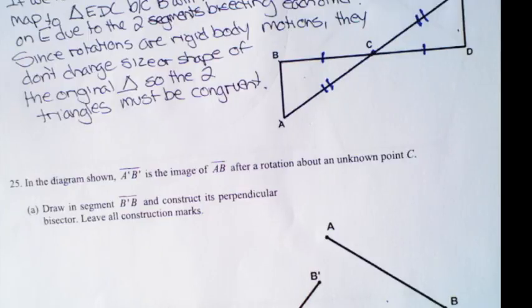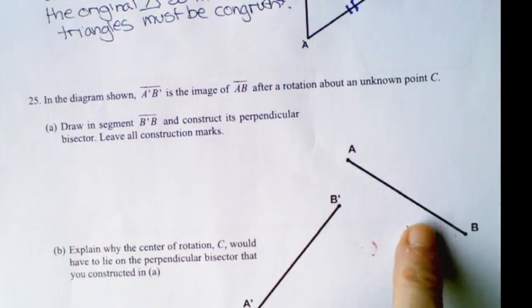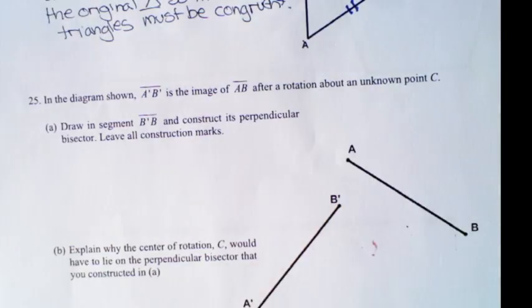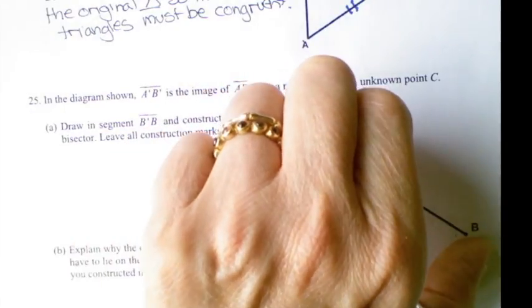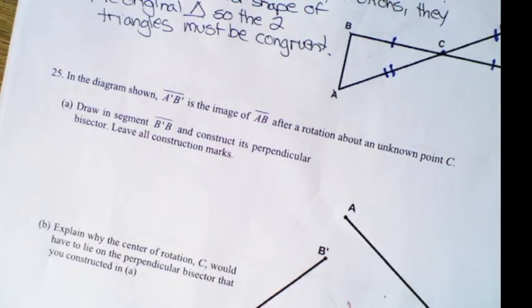in diagram A prime B prime, that line segment there, it is the image of this one after this one has been rotated about some unknown point. So how do we get this to turn and end up over here?